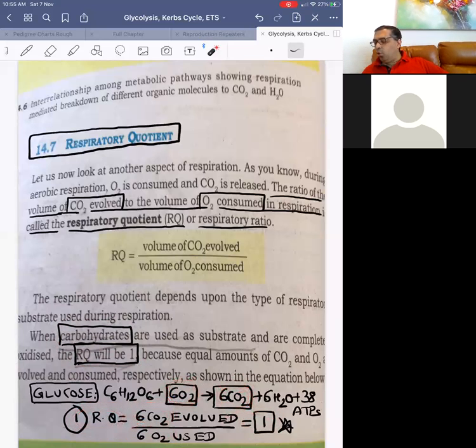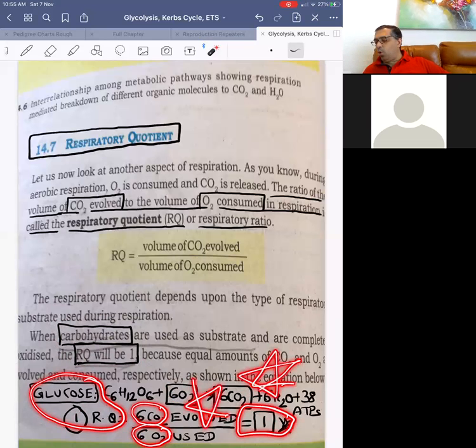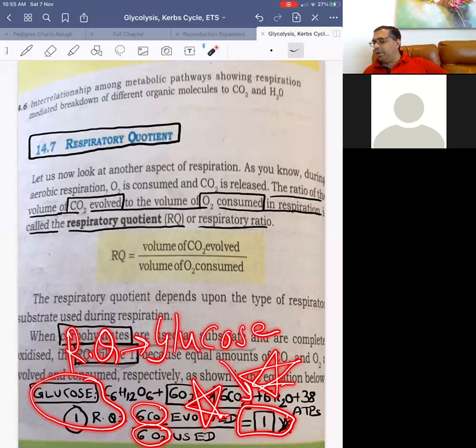So in case of glucose, 6 CO2 evolved upon 6 O2 used. How much is RQ? RQ is 1. Respiratory quotient of glucose, or carbohydrates, is 1.